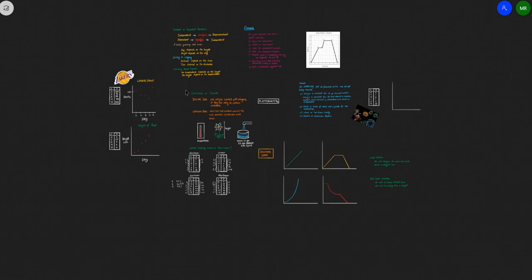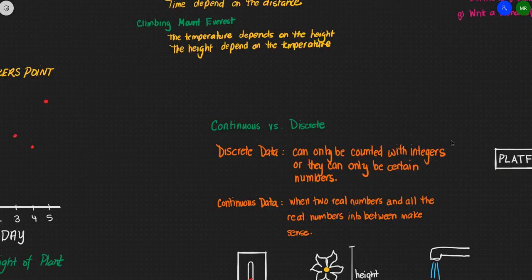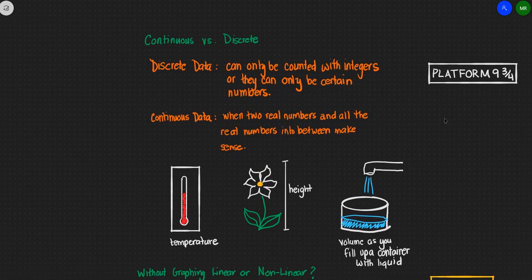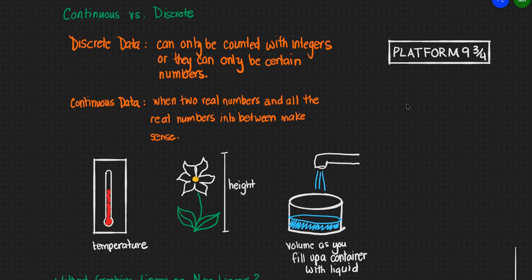So now we're going to look at the idea of continuous versus discrete data sets. Now, the way to describe continuous versus discrete: a discrete data set is one that can only be counted with integers or very specific numbers, certain numbers can only be used. Whereas continuous data is when you have two real numbers and all the real numbers in between make sense. And you're probably wondering, what does that mean?